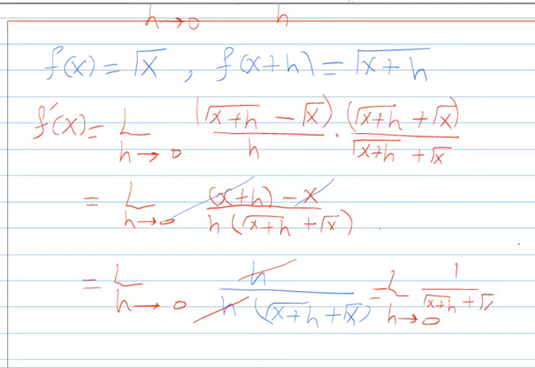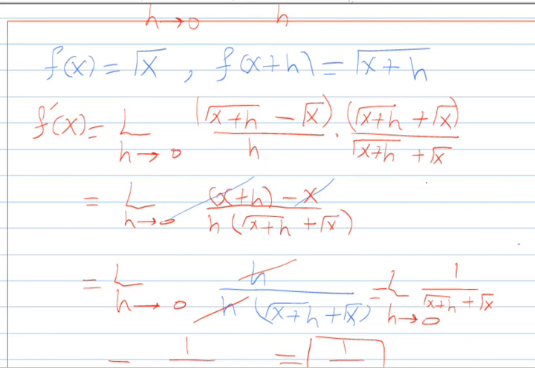Let's substitute h equals 0 in this expression. So this limit becomes 1 over radical x plus radical x, which is 1 over 2 radical x. This is our solution. This is the derivative of f of x. Let's revise what we did again.